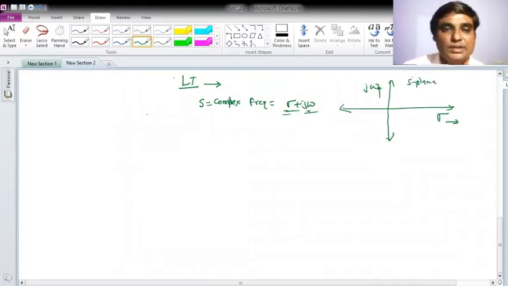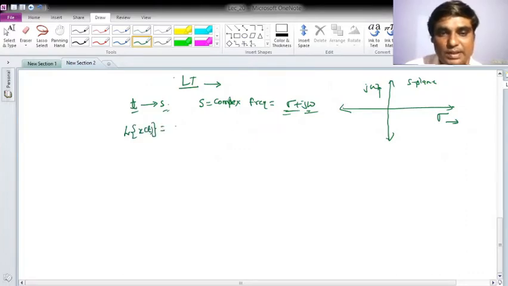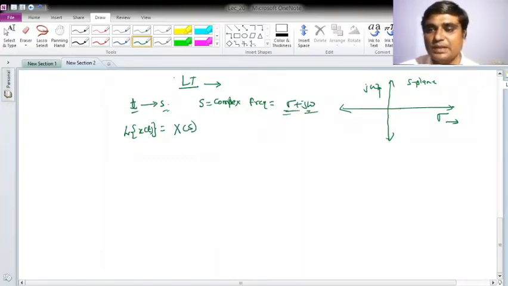Okay, so here what we are doing, we are converting t domain into s domain. T is your time domain, s is your complex frequency domain. Okay, so now let us write the Laplace transform. So the Laplace transform of x of t is represented with capital letter, x of s, where s is sigma plus j omega, and that I can draw this way.